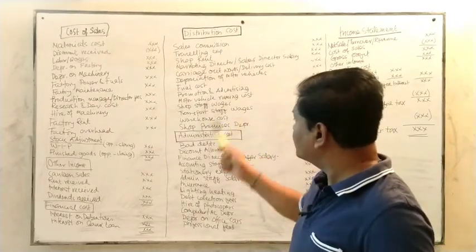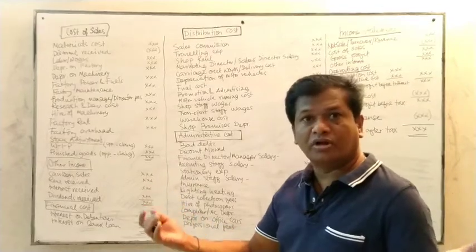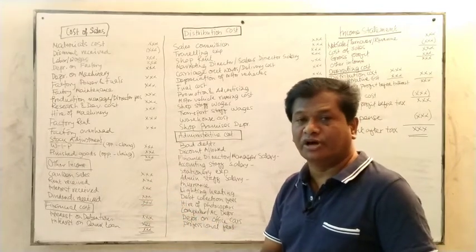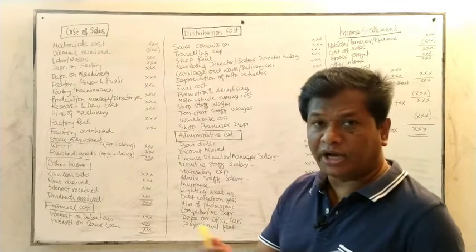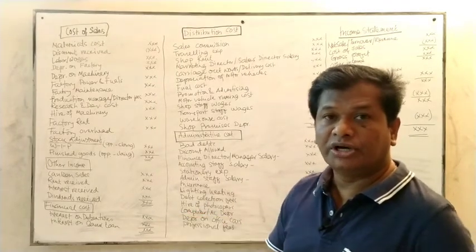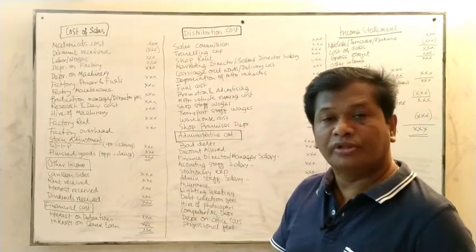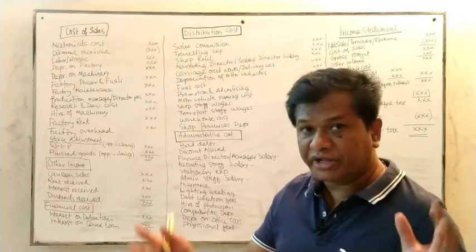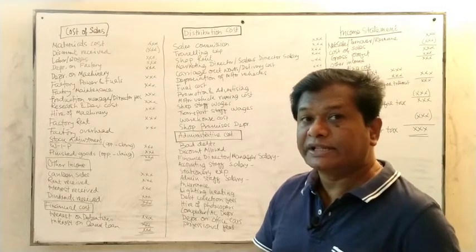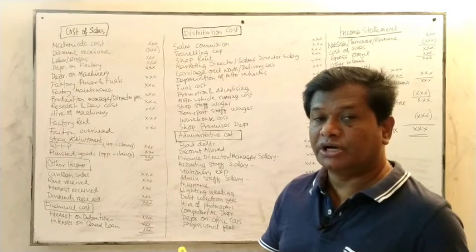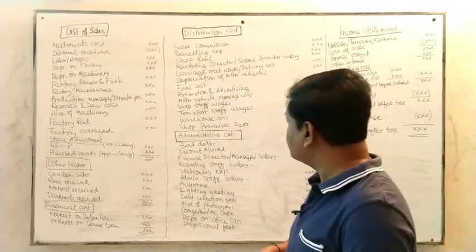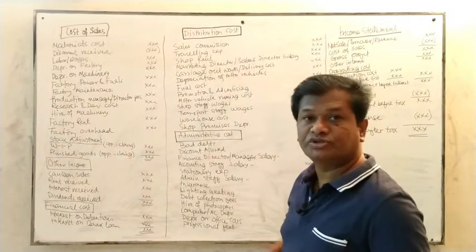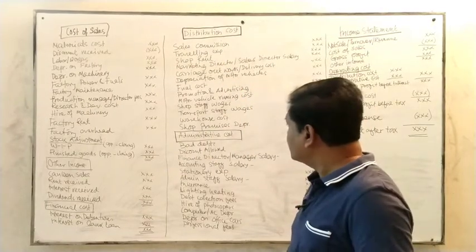Transport staff wages. Maybe you have a lot of transport or a lot of vehicles. So there are the drivers, the helpers, or other people associated with the vehicles or operating the vehicles properly. Their salaries are said to be transport staff salaries, and that is to be written over here. This is one of the expenses of distribution cost.